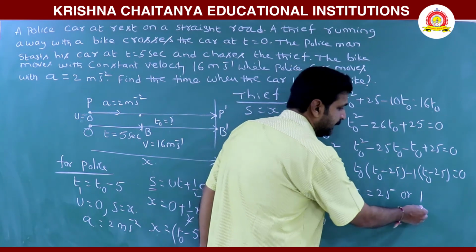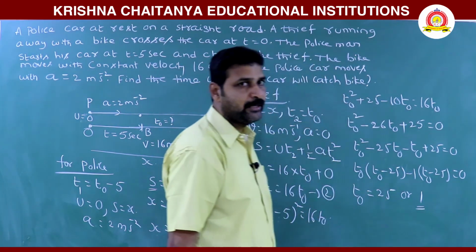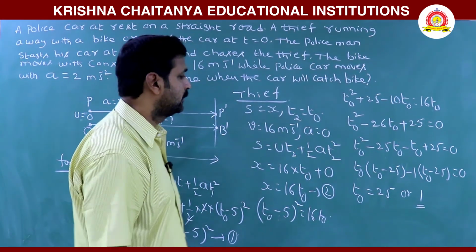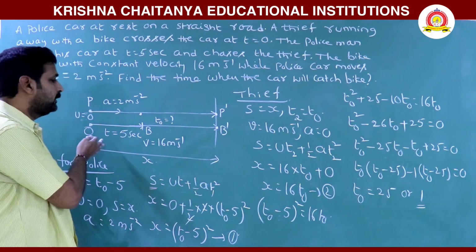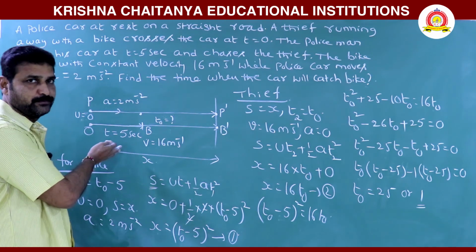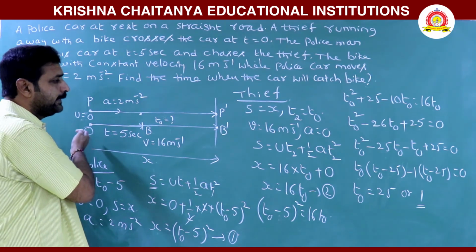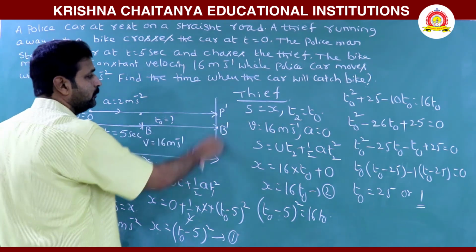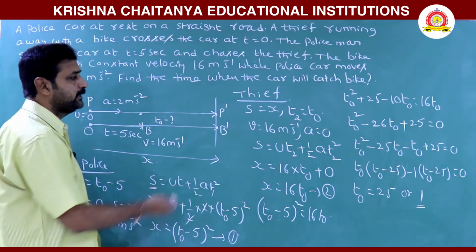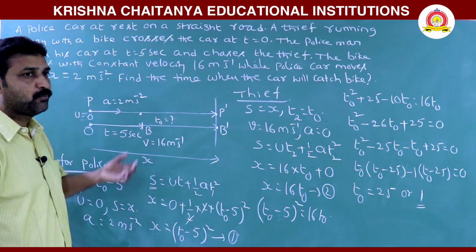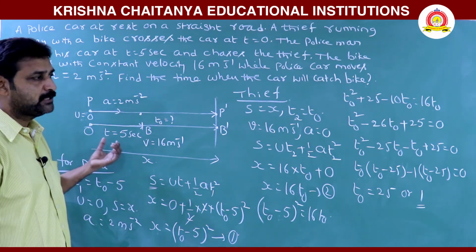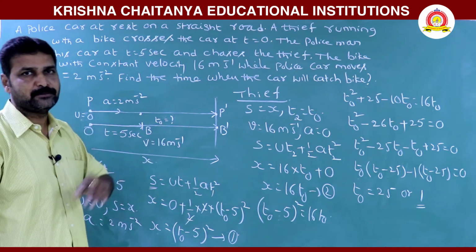Now t0 equal to 1 is invalid. Why? Because the police jeep starts after 5 seconds. If the bike takes 1 second to reach B dash, then the policeman's time would be 1 minus 5 seconds, which is minus 4, which is not valid.